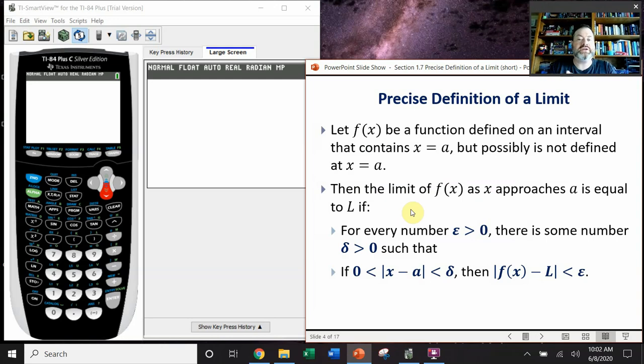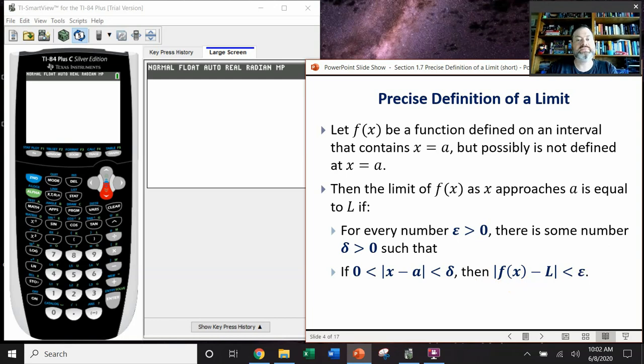The precise definition says the limit of f of x as x approaches A is equal to L if for every number epsilon greater than 0, there is some number delta greater than 0, such that if 0 is less than the absolute value of x minus a, which is less than delta, then the absolute value of f of x minus L is less than epsilon.